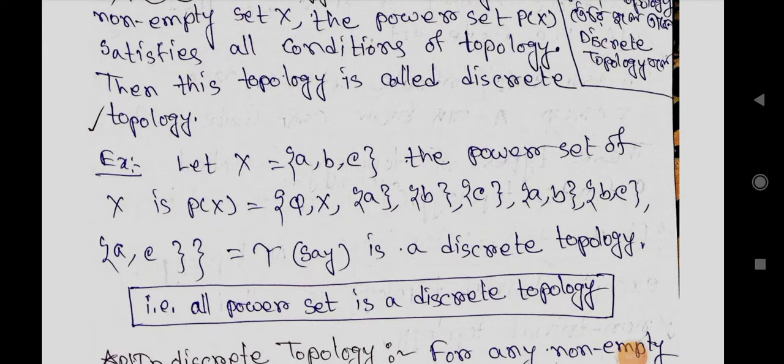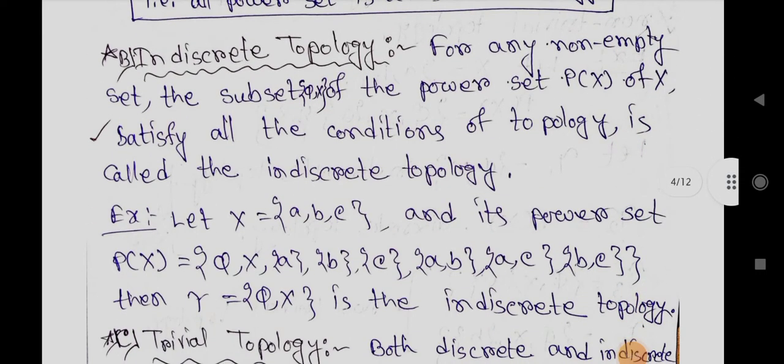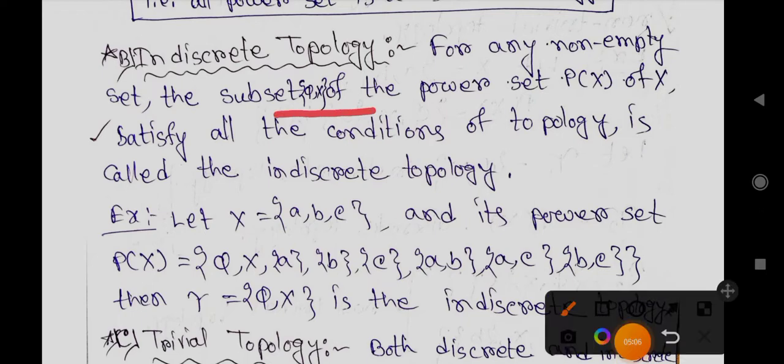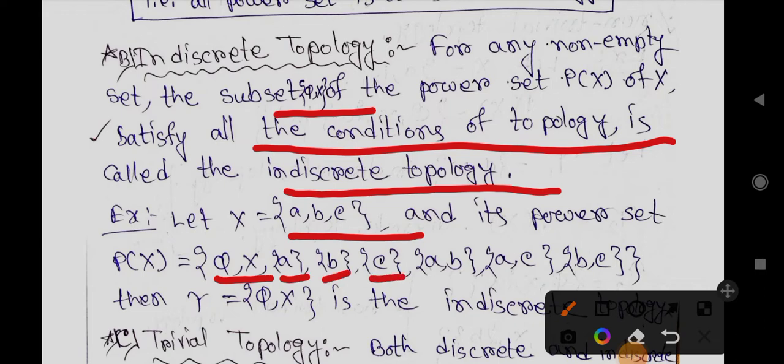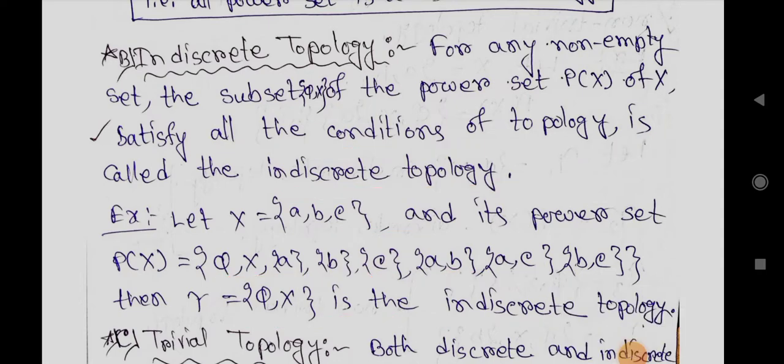Number 2, indiscrete topology. For any non-empty set X, the subset {phi, X} of the power set P(X) of X, which satisfies all the conditions of topology, is called indiscrete topology. For example, X equals {a, b, c} and its power set P(X) equals {phi, X, {a}, {b}, {c}, {a,b}, {a,c}, {b,c}}. Then tau equals {phi, X} is an indiscrete topology.